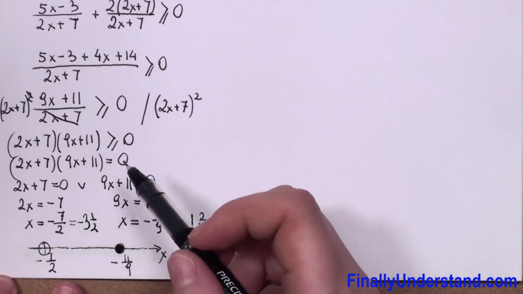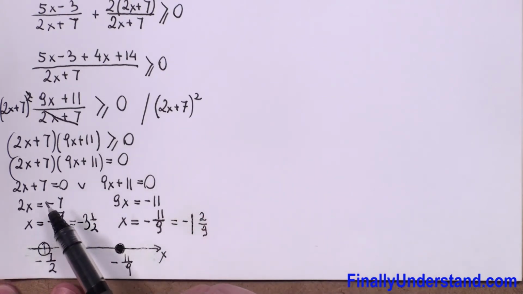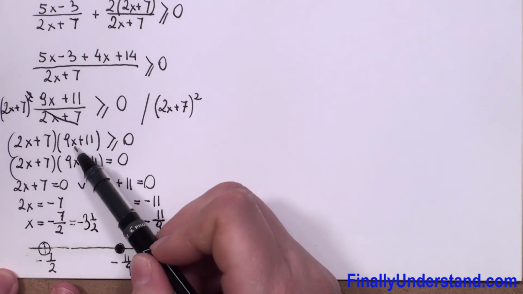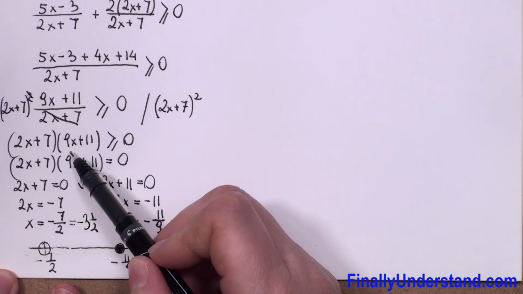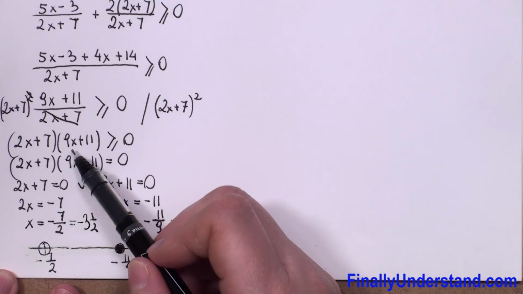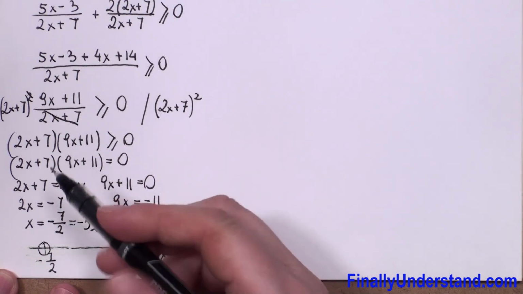Like I said before, we have a quadratic inequality. Why? Because 2x times 9x will be the highest power. It will be positive 18x squared. So the graph for this inequality will be a parabola opening up, because the coefficient before x squared is positive.